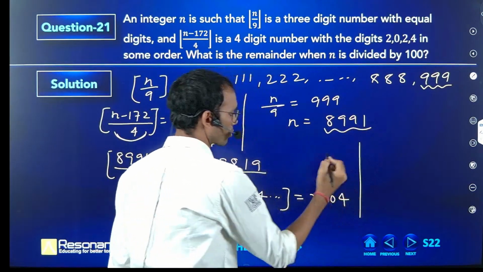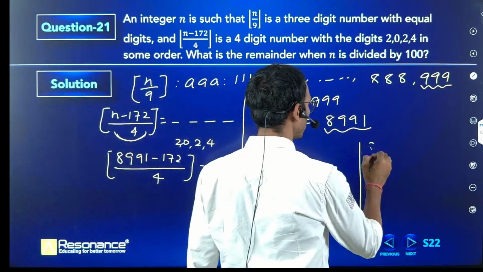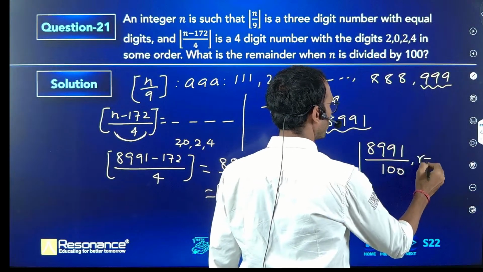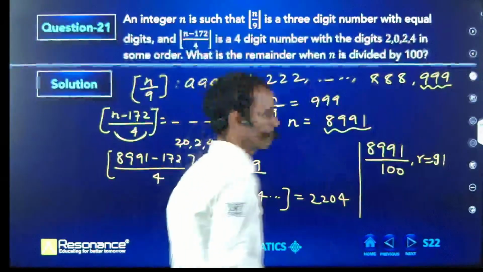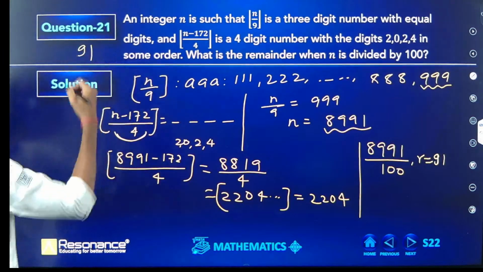Now the question is, what will be the remainder when n is divided by 100? So if you divide this number 8991 by 100, I think you will get remainder as 91. Okay, so for this question, it should be 91, right?